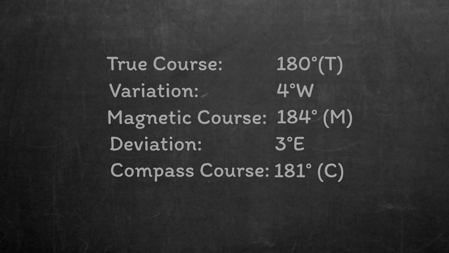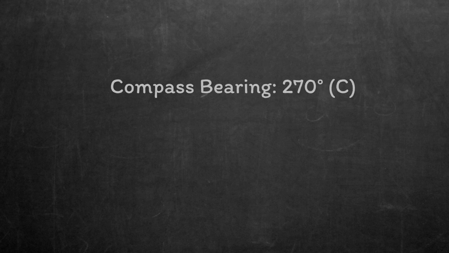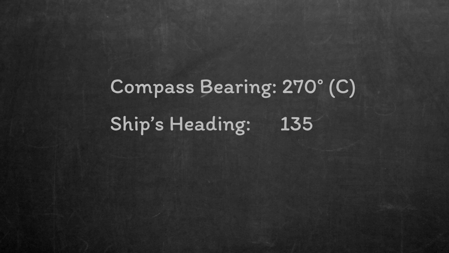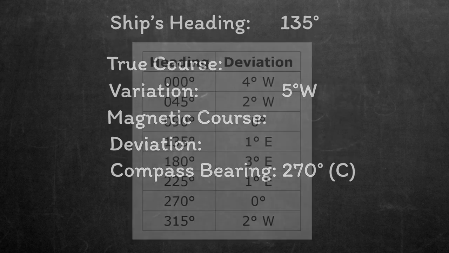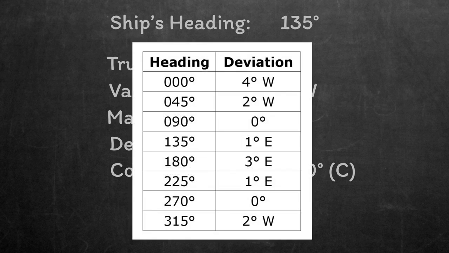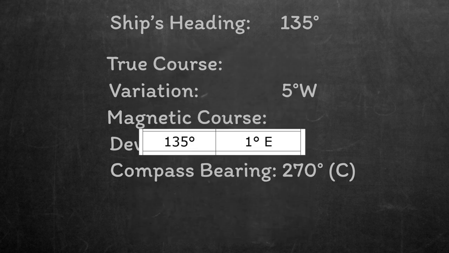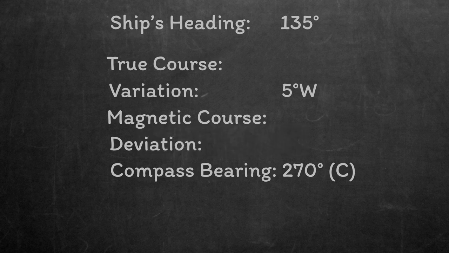And for the final example, let's do it the other way around. We measure a lighthouse bearing 270 degrees on our ship's compass. Our ship's heading is 135 degrees, and the variation from the chart is 5 degrees west. First, we construct the table with the information that we know. To find deviation, we enter the deviation card with our ship's heading, and we get a deviation of 1 degree east. Now, we can work through the table as before with either the diagram or the rhymes.